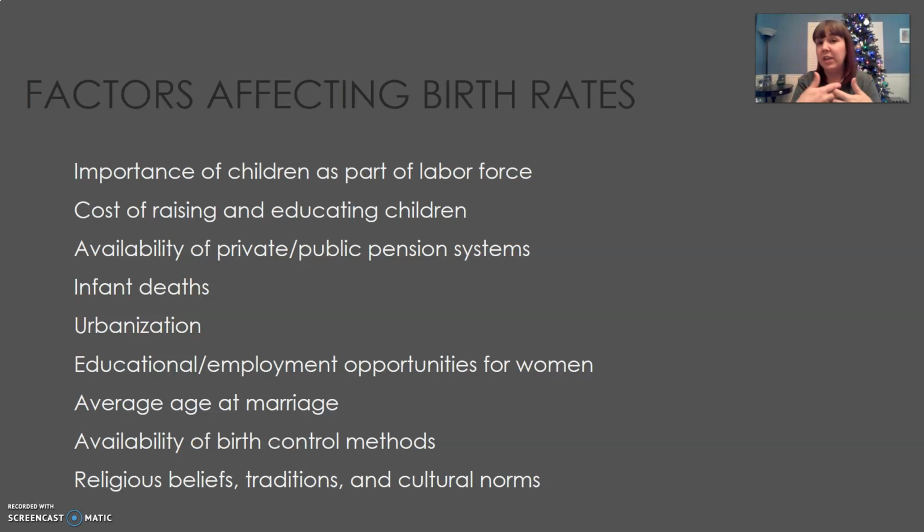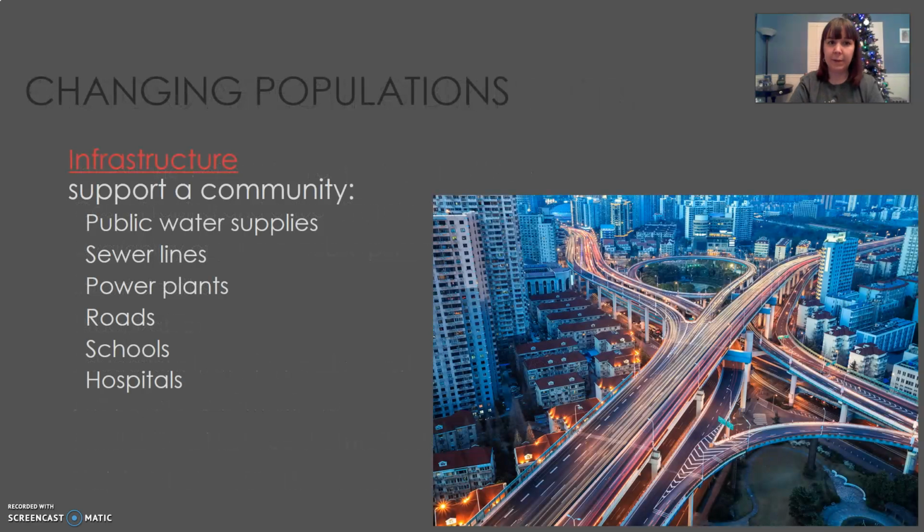Urbanization, educational and employment opportunities for women, we just talked about. How old a woman is when she gets married: the older they are, the less of those childbearing years she has left. And then, are there methods to control the birth rate, birth control methods? Are there religious beliefs or traditions or cultural norms that support or don't support a big family?